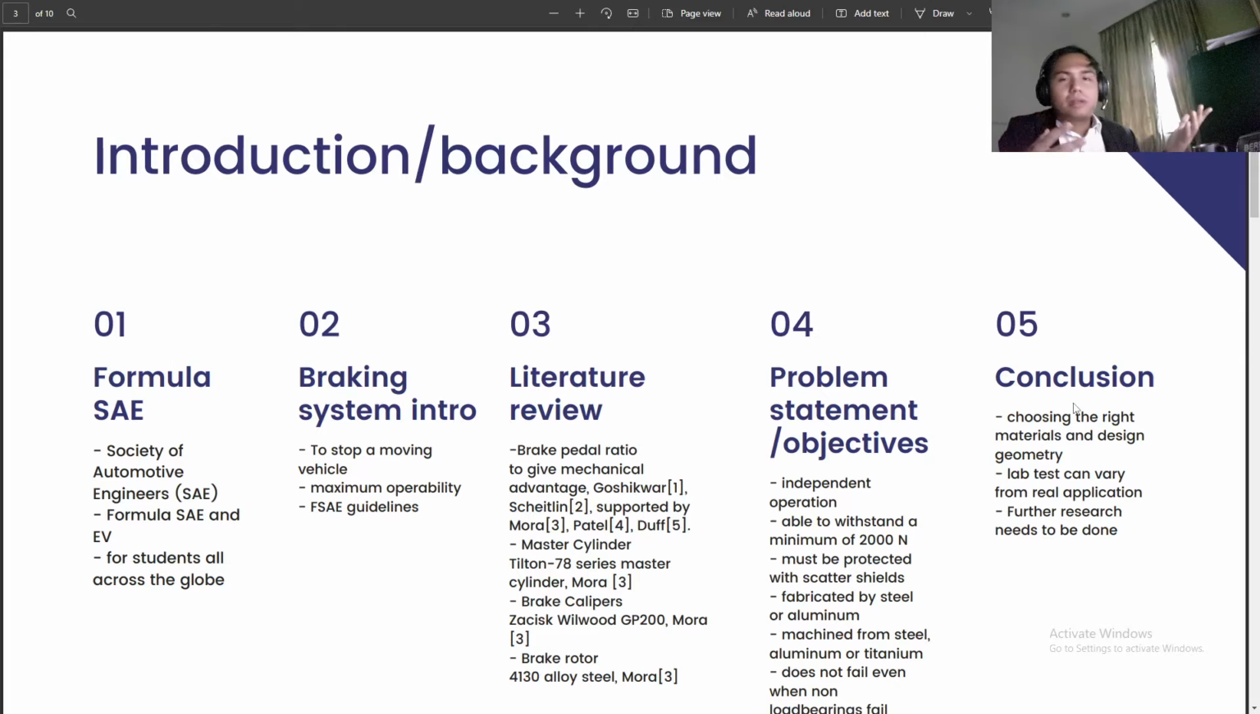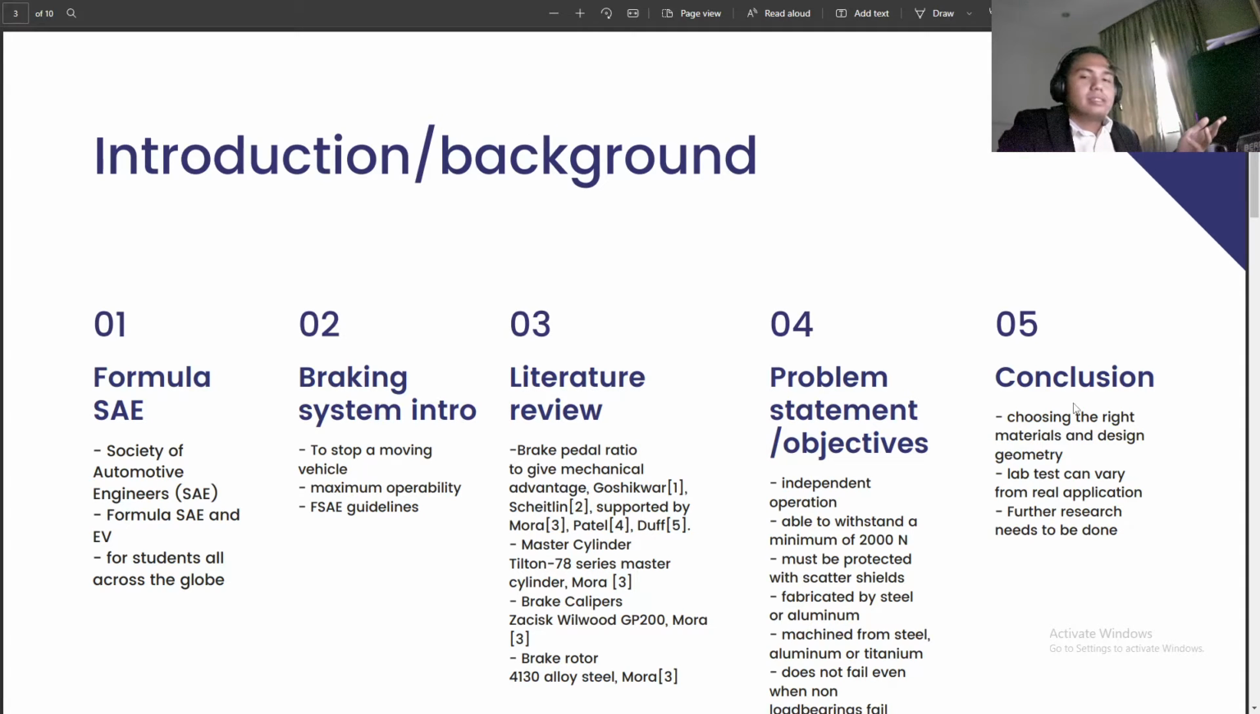However, there are also other pedal ratios from other journals ranging from 1.66 to 2.5, such as Mora, Patel, and Duff. So the selection of the ratio is entirely up to the geometry of the design and how much force you want to have in your system. It also needs to be balanced with the cost, operability, and reliability of the design.